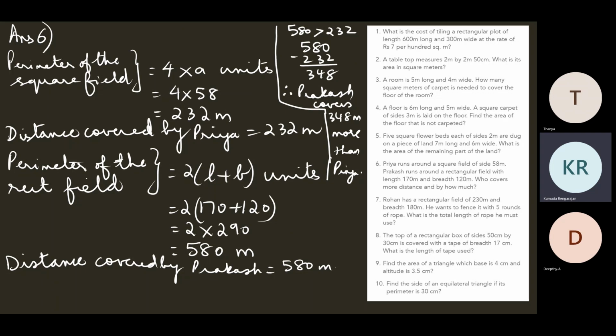In question number 8, only the top of a rectangular box of sides 50 centimeters by 30 centimeters is covered with a tape of breadth 17 centimeters. What is the length of the tape used? For this, I need to take some time to explain to you children. It's a different idea altogether. We'll do it in the next class.